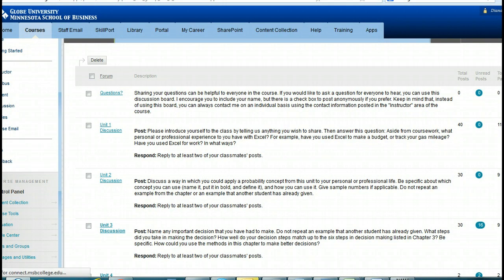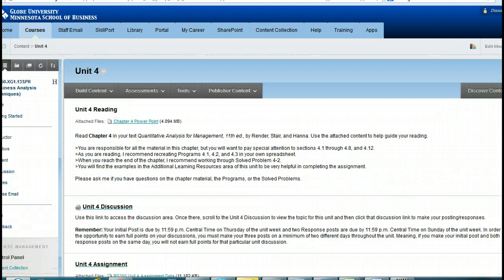Make sure that in your discussion posts, you're using proper college level spelling, punctuation, and capitalization. Any type of errors like that will cause you to lose some points on your discussion. So make sure you're using complete sentences and proper sentence structure in the discussion.